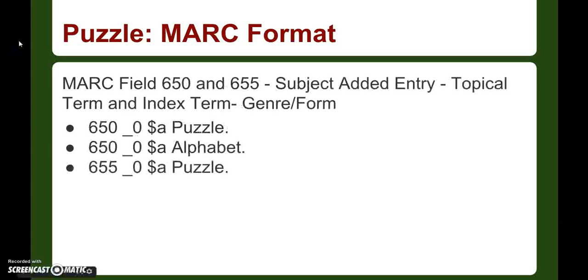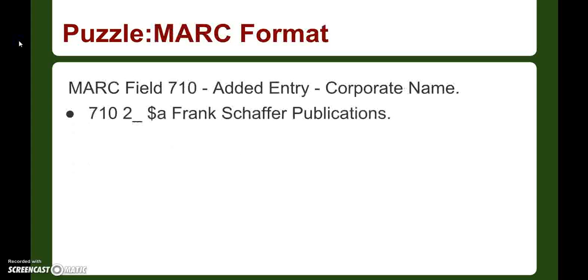The MARC field 650 and 655 show the topical term and the genre form. The first 650 field shows that it's a puzzle, and the second one shows that it can be filed under alphabet. The 655 field shows that its form is a puzzle. The MARC field 710 is the corporate name. This again goes back to the 245 field and shows the information of the corporation that produced the item.